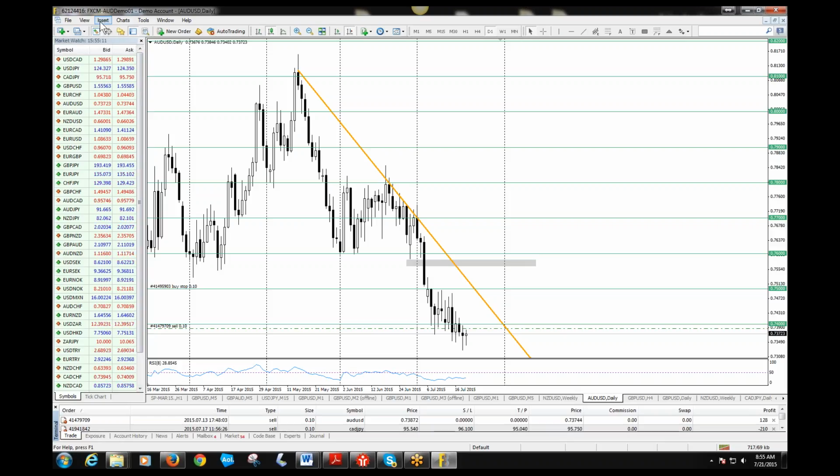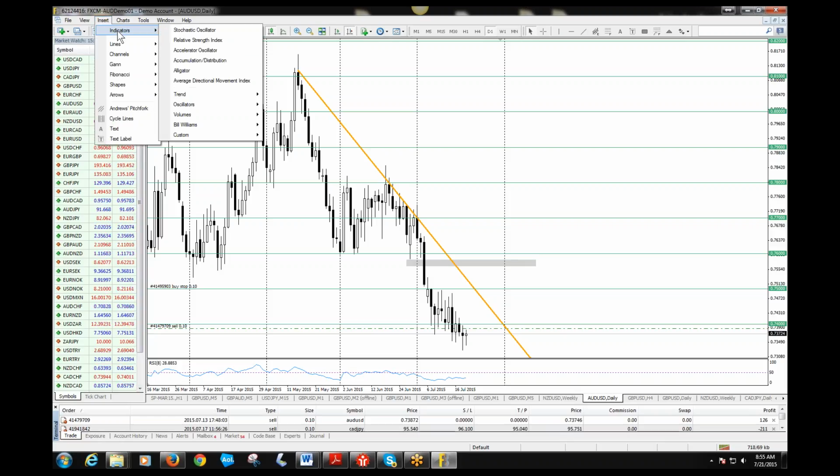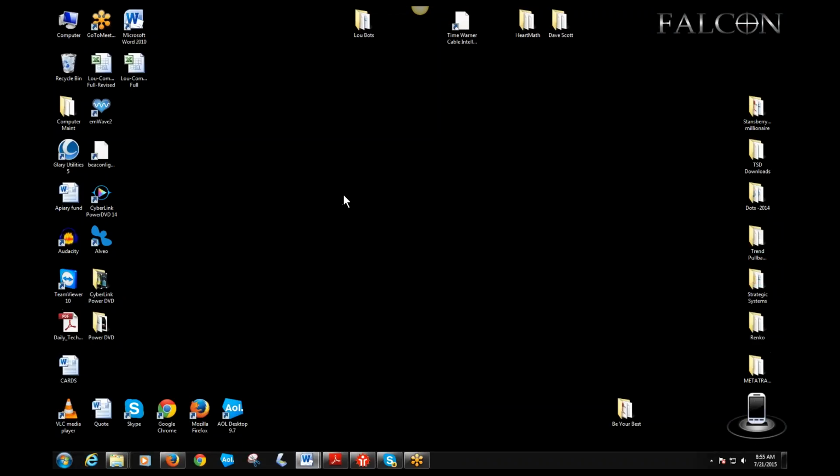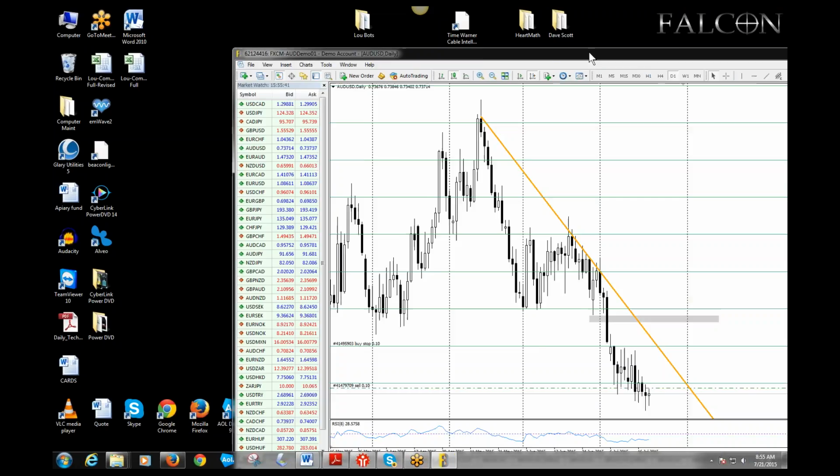All right, so it's rebooted now. So now I'm going to go insert, indicators, trend, moving average. Oh, now it works. Now that's the other thing. It shut the whole broker off. For some reason, it will shut the whole broker down if I close that indicator. Yeah, I knew there were a couple of things here. I'll give it a minute.